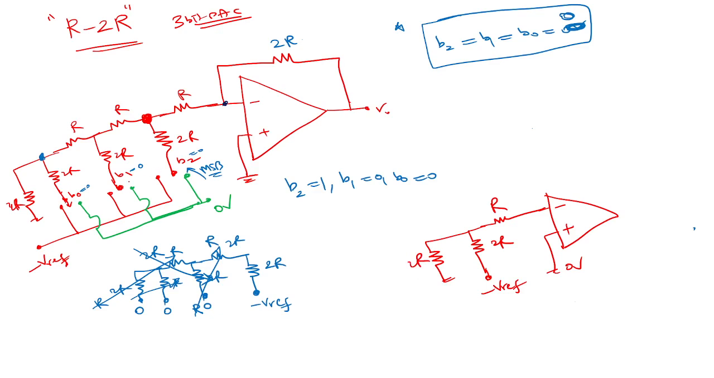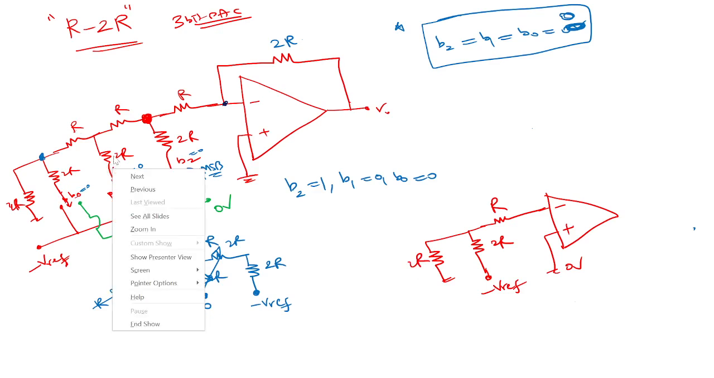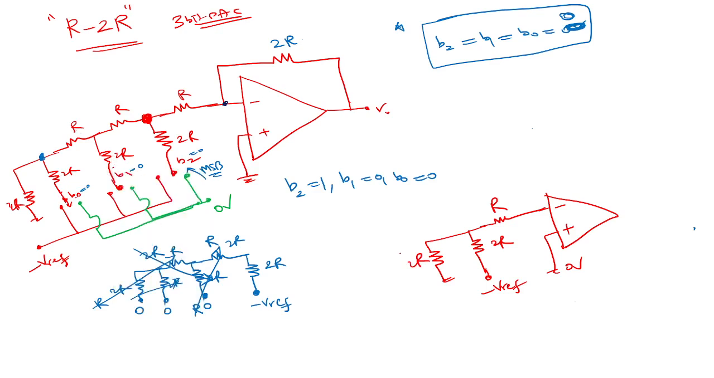Okay, this is 0, 0, 0, which means 2R, 2R, R. R and R in series is 2R. 2R, 2R in parallel, again R. And again R and R in series will get 2R. That's it. Here it is 2R. Can somebody quickly calculate and tell me what is this value? V naught.